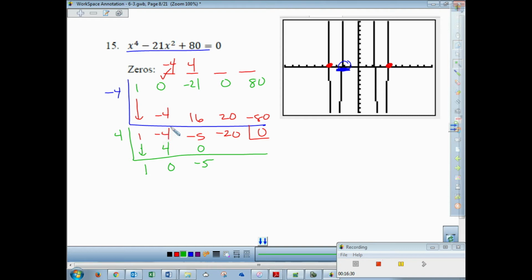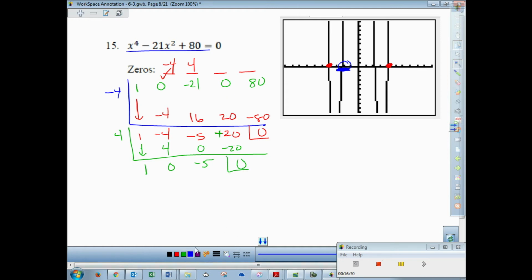Wait a minute, something went wrong here. 1 comes down. Yeah, this is a plus 20, thanks. Okay, so then negative 20, 0. So that was a positive 20. Made a sign error on that.